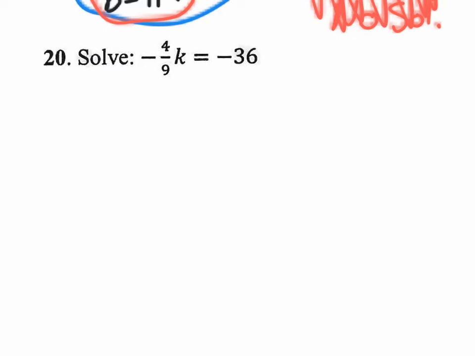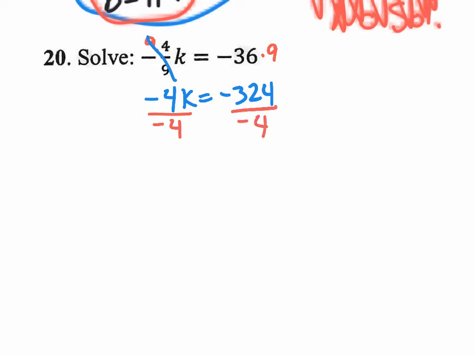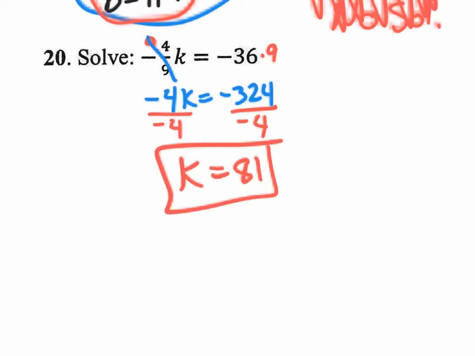Multiply by what? 9. There you go. Multiply by 9. The 9s cancel out. So you have negative 4k equals negative 324, which we did do on a calculator. So, of course, you could use calculators on the final. Final step would be to divide by negative 4. Divide by 4, negative 4 on the calculator. It does give you a positive 81. So K equals 81. That's your answer for number 20.